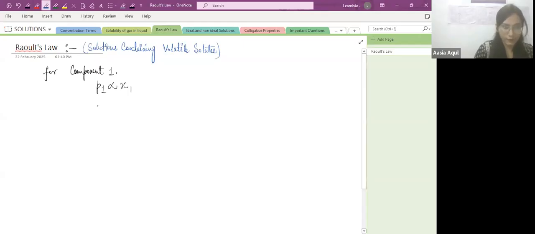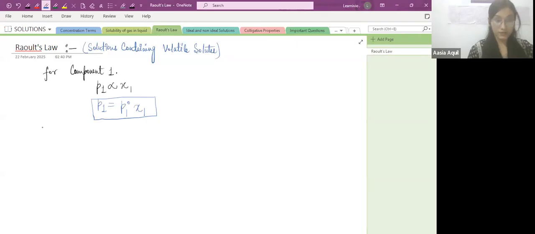And when you remove this proportionality sign, what will you get? P1 equals P1 naught into X1. Are you writing? Yes, ma'am. Okay, write along with me. It's not a theoretical one. It's just like maths. Chemistry is just like maths. You just have to practice a lot.